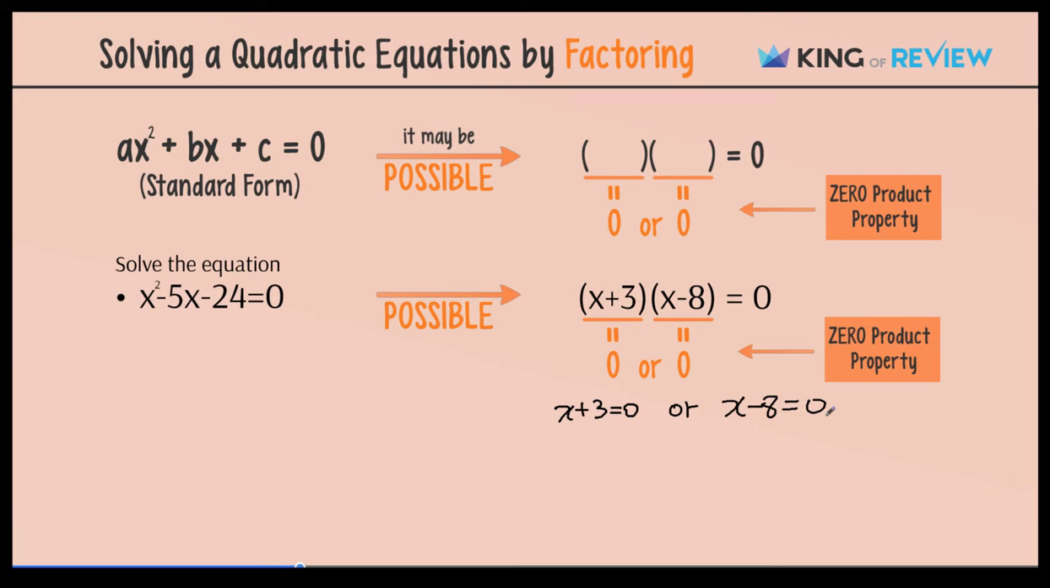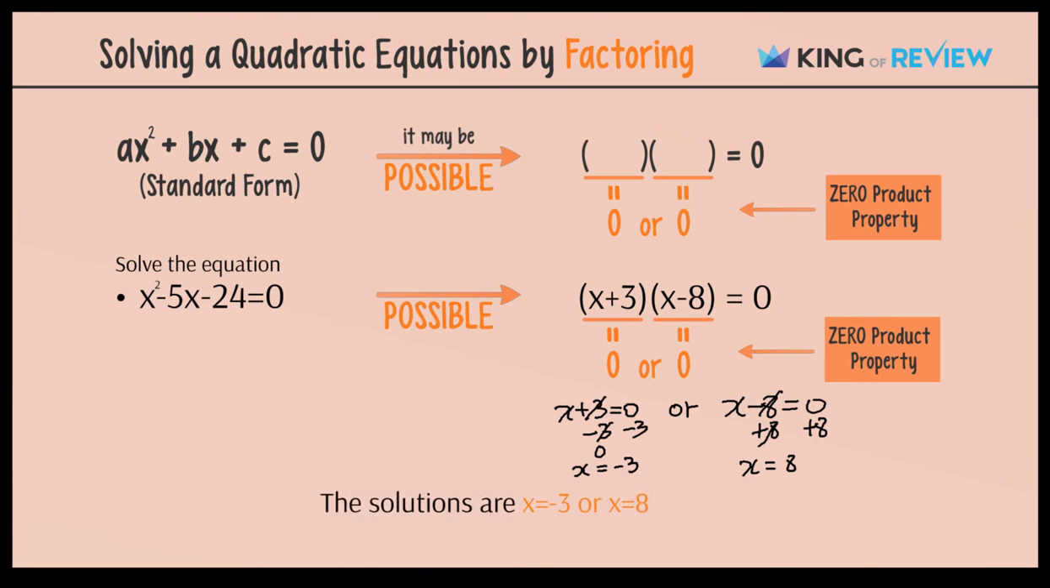And now we need to solve each of these equations for x to determine our solutions. So here we subtract 3 on both sides of this equation. 3 minus 3 is 0, so we know that one solution is negative 3. And then to get the second solution, we add 8 to both sides of the equation, which should give us x equals 8. Therefore, the solutions are x equals negative 3 or x equals 8. Let's take a look at a couple of examples.